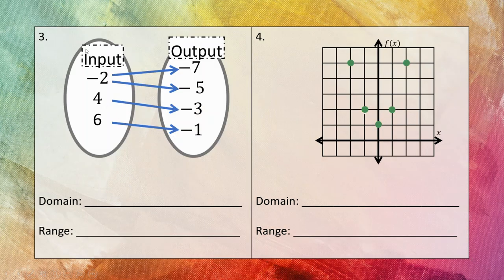In this mapping diagram, the set of all the input values is already labeled as input. So that's your domain, -2, 4, and 6. And then our output is the range.